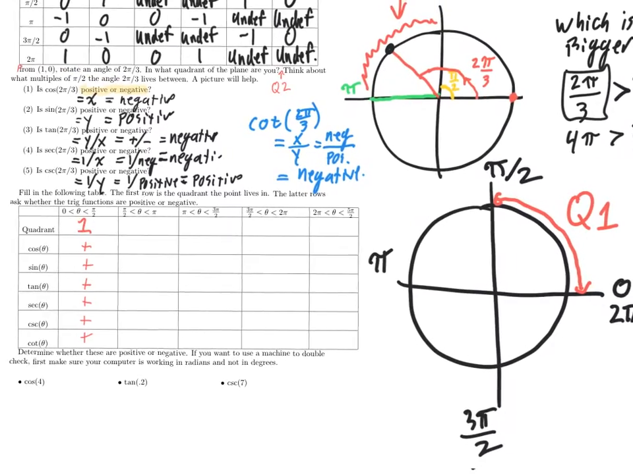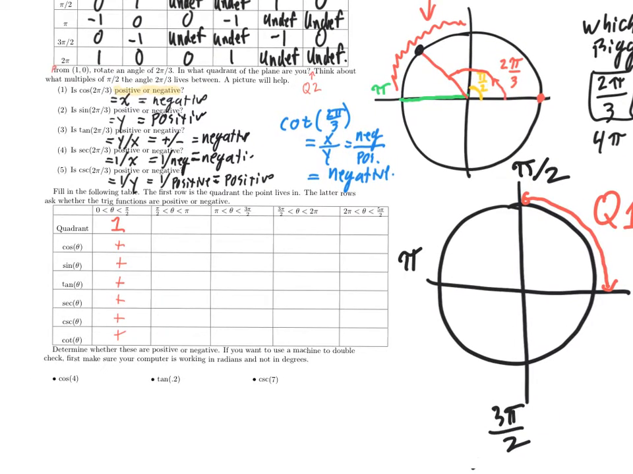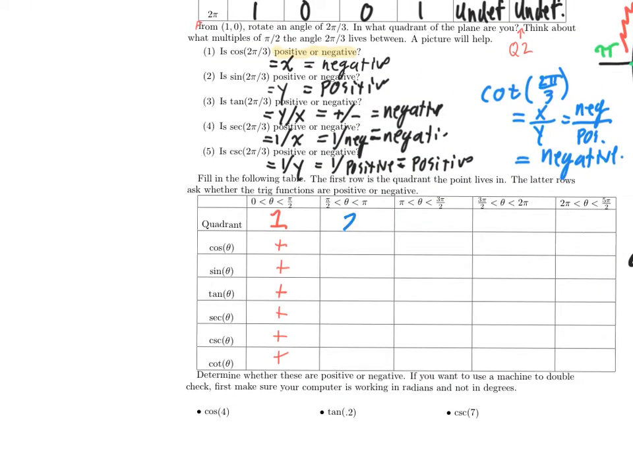In between an angle of pi over 2 and an angle of pi, well, there's pi over 2, there's pi. All of those angles live in quadrant 2. In quadrant 2, cosine, the x-coordinate, is negative. Sine, the y-coordinate, is positive. Tangent is y over x, is negative. Secant is 1 over x, is negative. Cosecant is 1 over y, is positive. Cotangent is x over y, is negative.